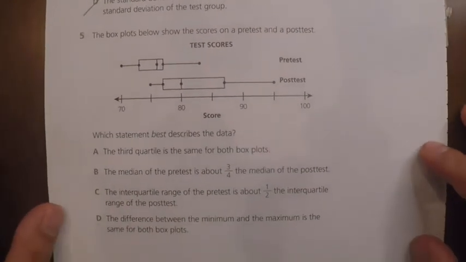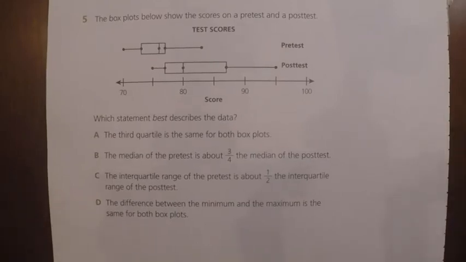Question 5. We're taking a look. It says the box plot below shows the scores on a pretest and a post-test. So we have test scores, we have a pretest and a post-test. Which statement best describes this data?